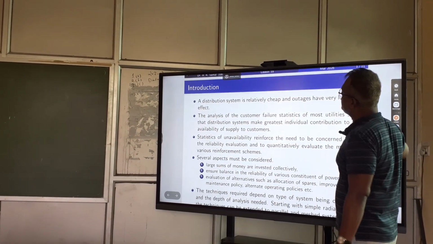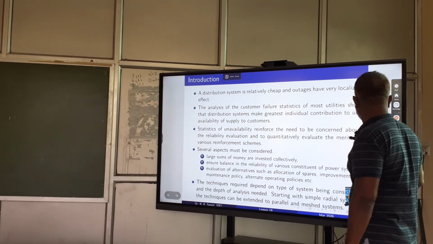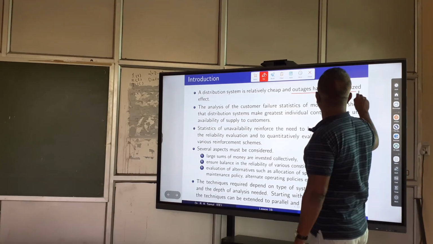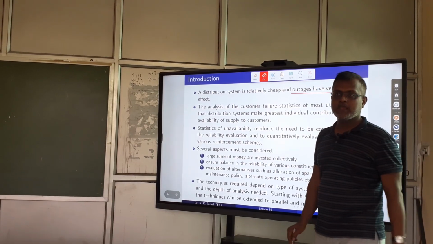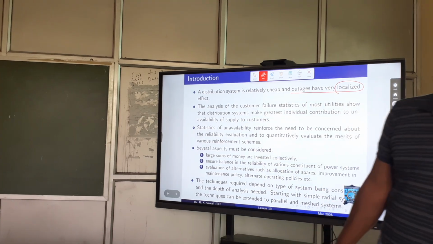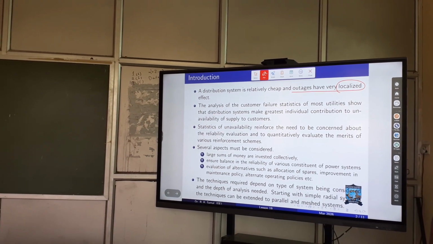Why is it different? The distribution system is relatively cheap and outages are local. If the generation system goes out, you never know where the impact is hit. But a distribution system outage is only applicable for the area it is connected to.